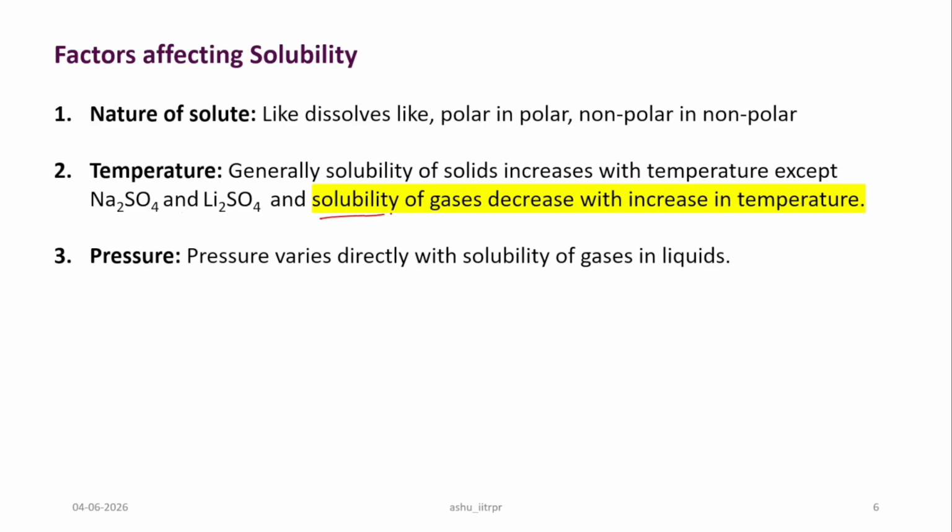Second, for solubility of gases, this part is very important. Solubility of gases decreases with increase in temperature. So why does it decrease? Just imagine oxygen gas and a river. When oxygen is in air, it has high entropy, because in the gaseous state randomness is high. The moment it dissolves in water, it is in the liquid state.